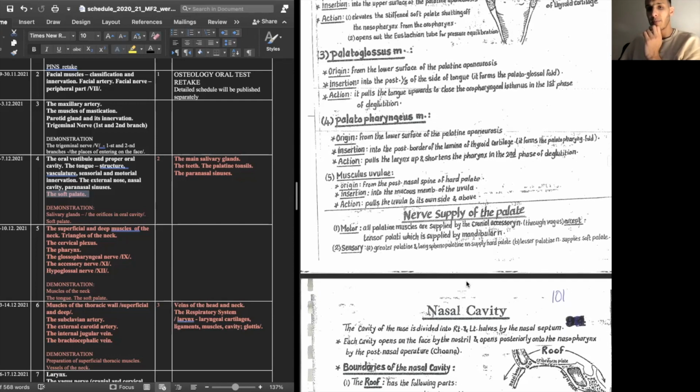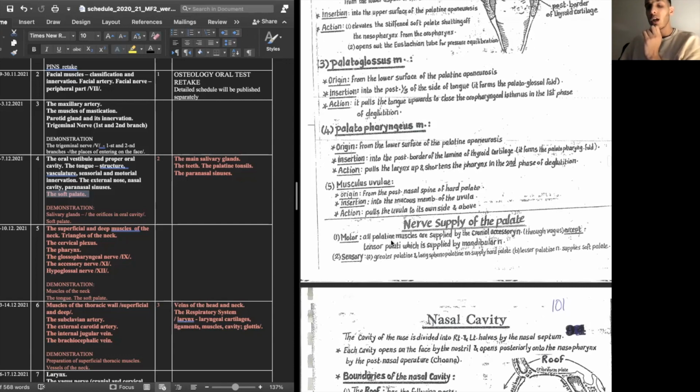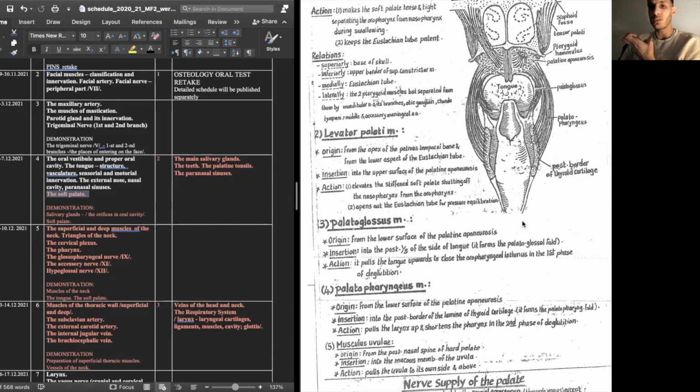Now, the nerve supply. Nerve supply, motor. All palatine muscles are supplied by the cranial accessory nerve through the vagus nerve, except tensor palati, which is supplied by the mandibular nerve. Okay, the sensory part, greater palatine and long sphenopalatine nerve supply the hard palate, lesser palatine nerve supplies the soft palate. These are important things to know.